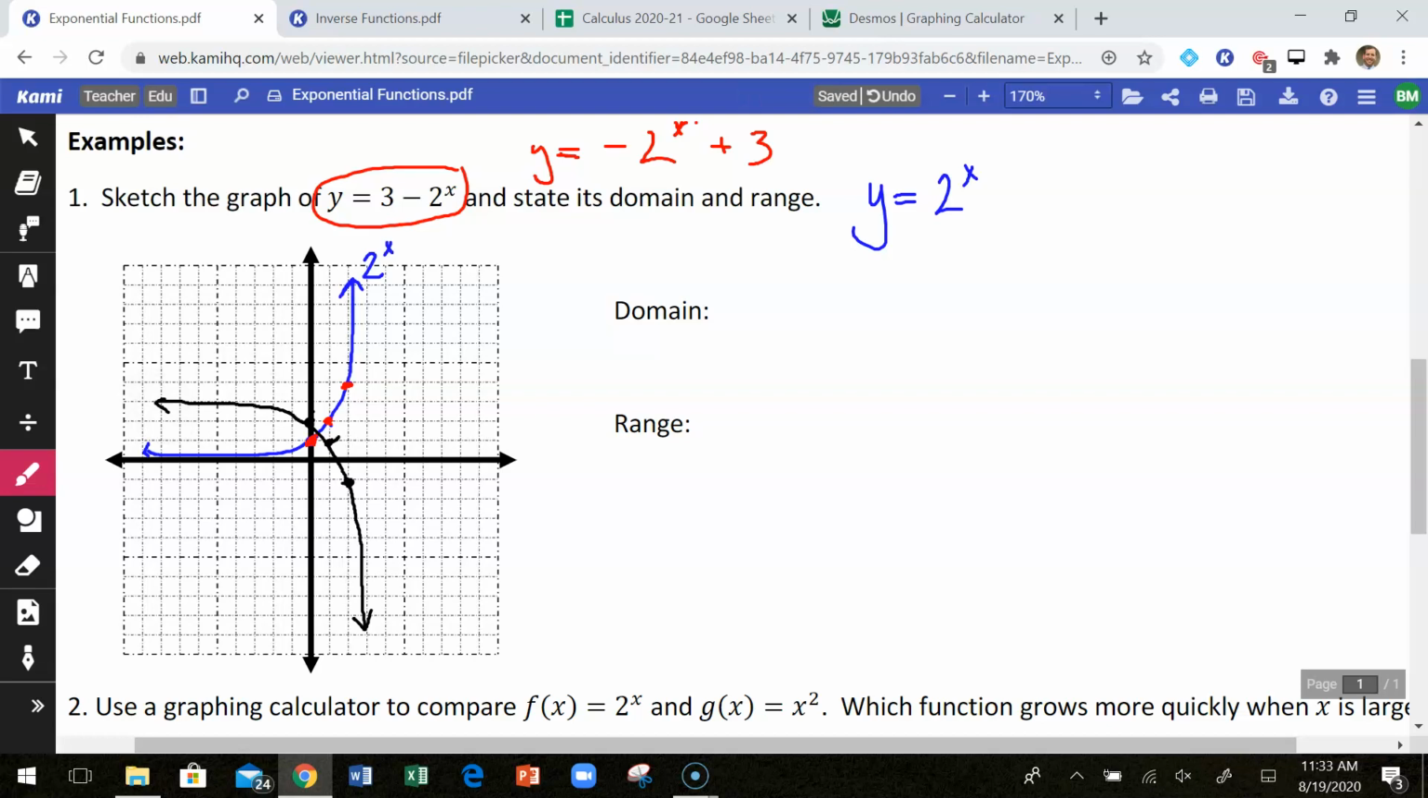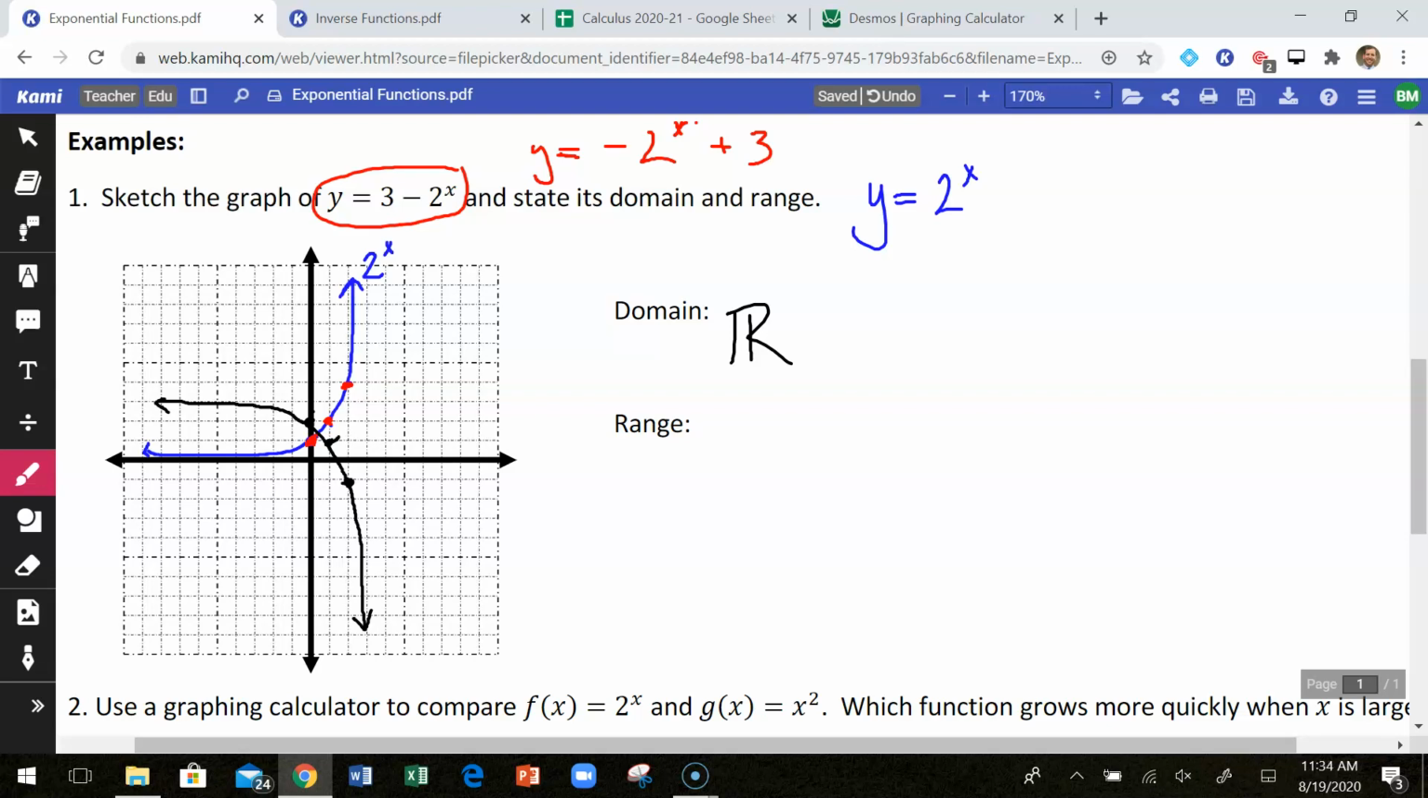Okay. So then we want to do domain and range of that. For all exponential functions, the domain is going to be all real numbers. I can plug in any x at all, negative, positive, doesn't matter. I can take something to that power and get an answer for that.